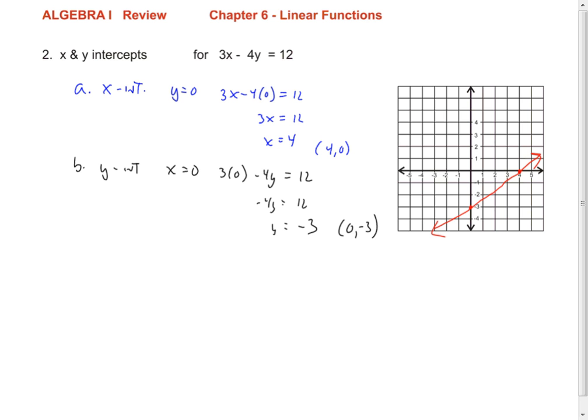Okay, so x and y intercepts, how do you solve them mathematically? If you want the x-intercept, you need to find x, so put in 0 for y. If you want to find the y-intercept, you need to find y, therefore put in 0 for x. Solve it mathematically, and you'll get your x and your y-intercepts.